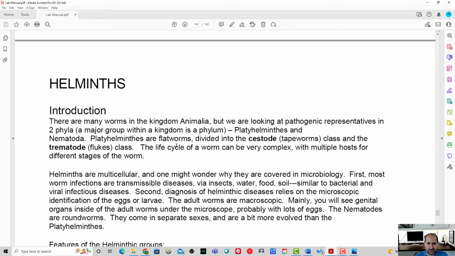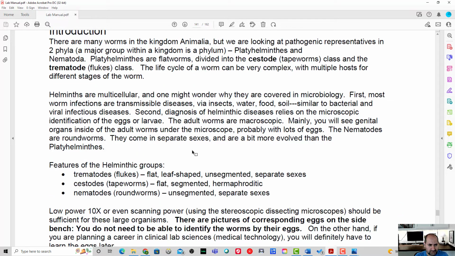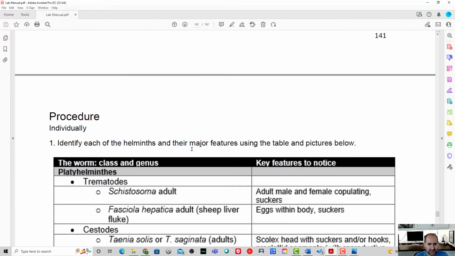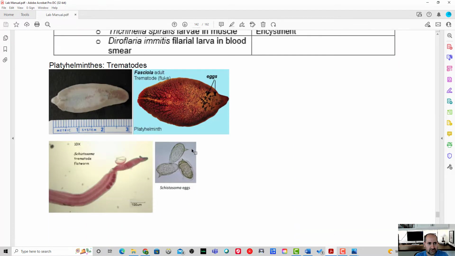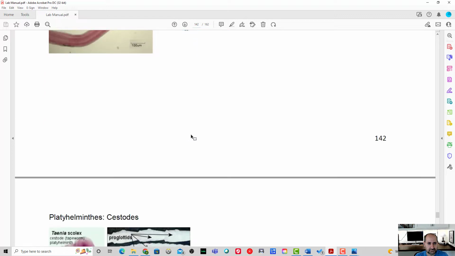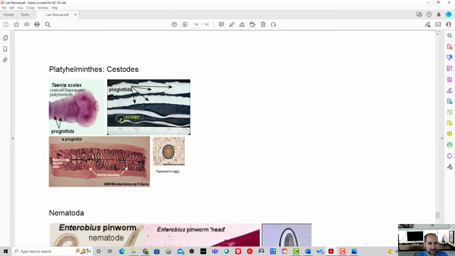So again, this is your module on Helminths. Make sure to read through this. You don't need to know how to identify eggs or anything like that, but you should know about the liver fluke here. You should know about flukes, Fasciola. This is Schistosoma. Remember, we might show you an image of that mating. This is Taenia, the tapeworm. Here are the hooks. These are the suckers here. These are the proglottid body segments.